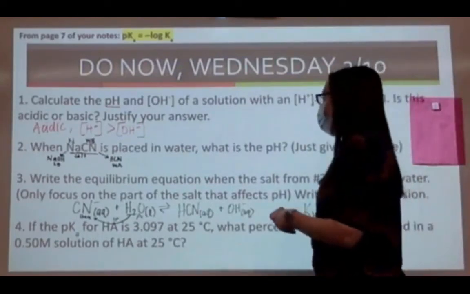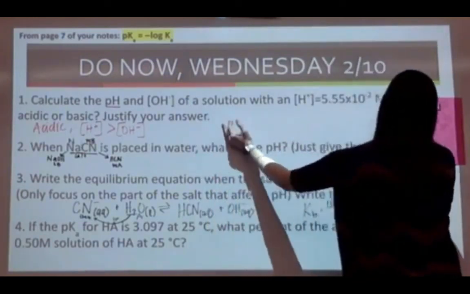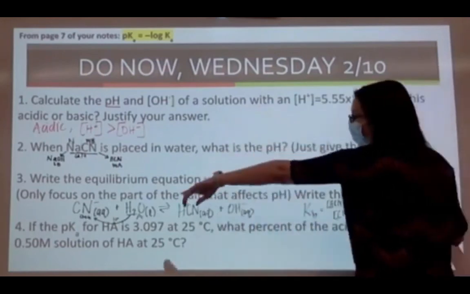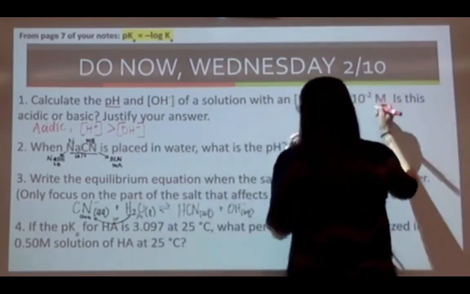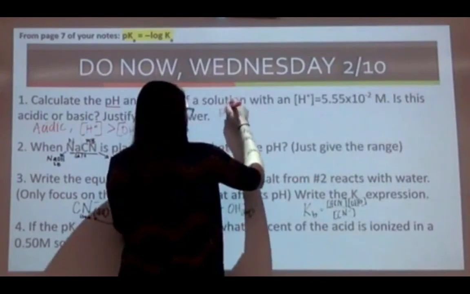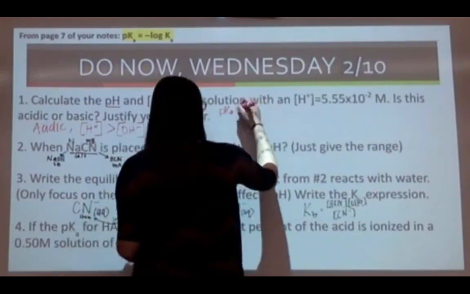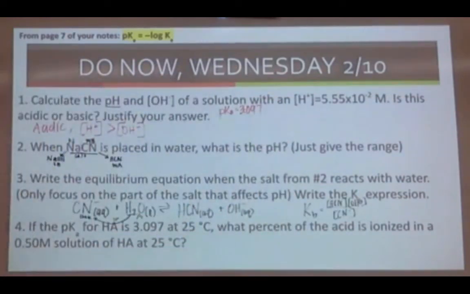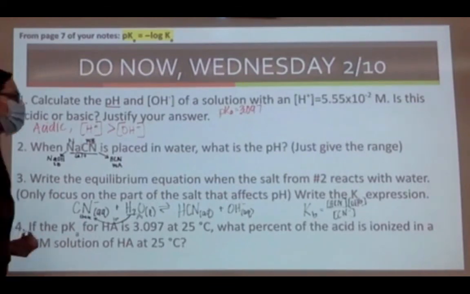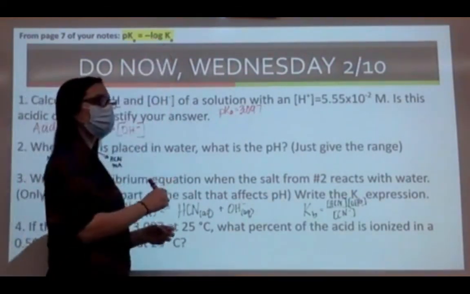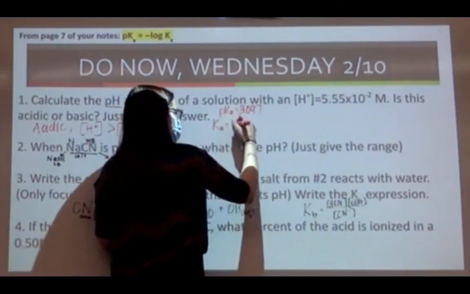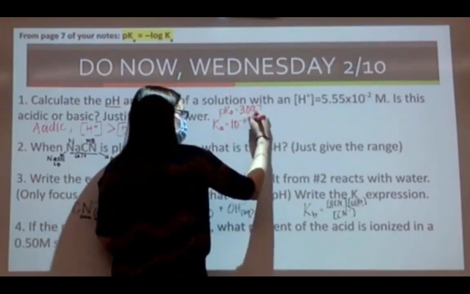So in this case, I'm going to answer the question in this blank space up here. They actually gave us the pKa, so let's figure out what the Ka is. If the pKa is 3.097, think about how you go backwards from pH to H+. You need to take the inverse log. Ka is 10 to the negative pKa.